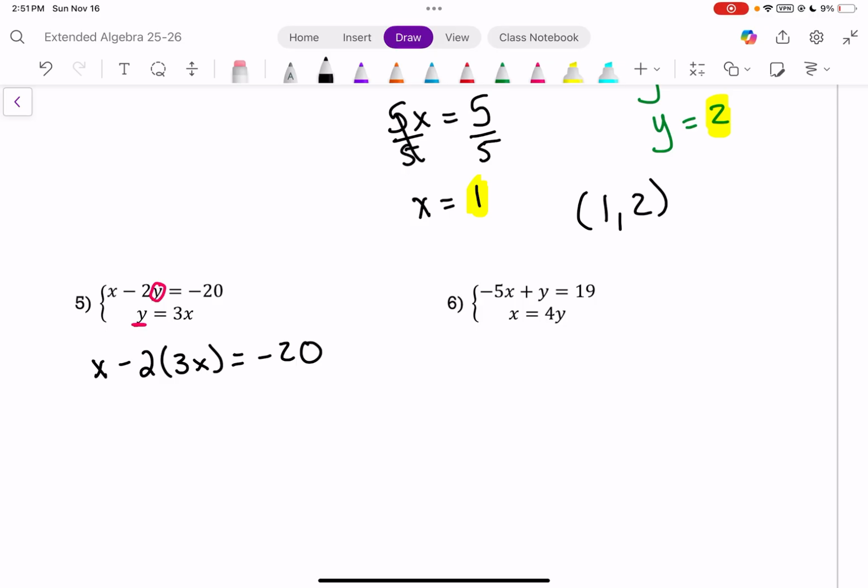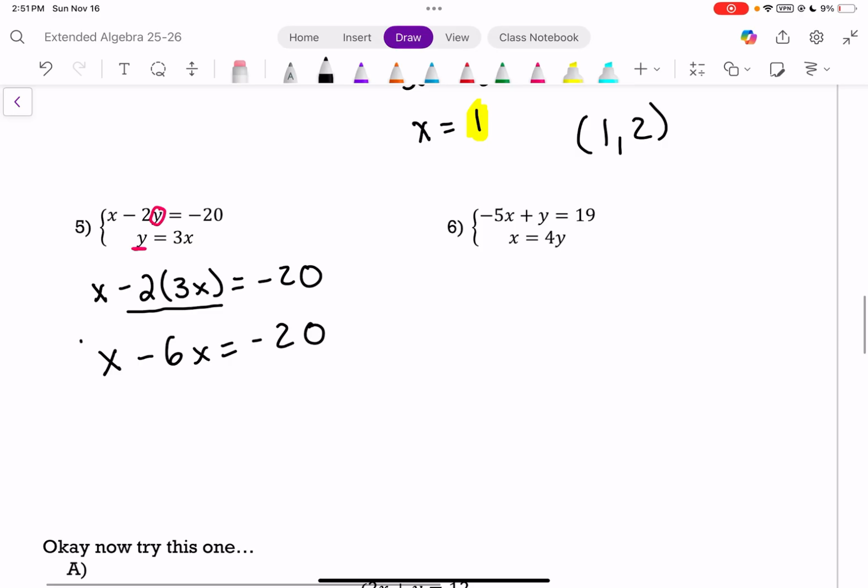So I'm going to go ahead and simplify this, multiply. So I would get x minus 6x equals negative 20. Well, that's a 1x. So 1x minus 6x makes negative 5x equals negative 20. I'm going to divide by negative 5. X would equal positive 4. So we're partway to our answer.